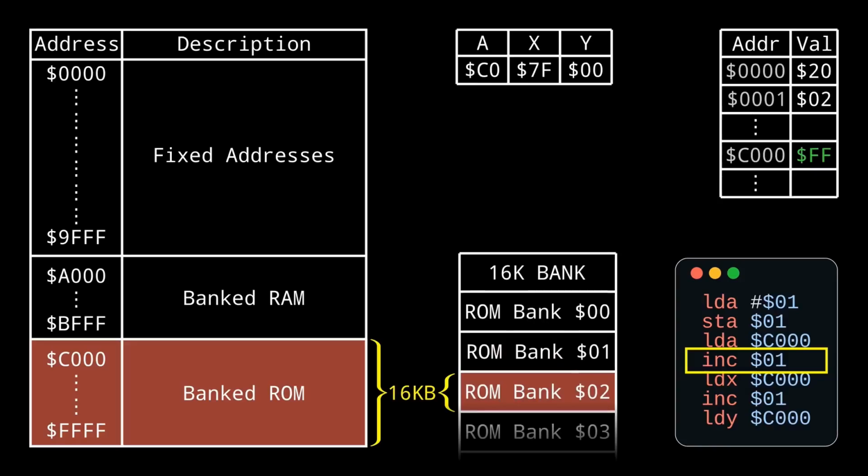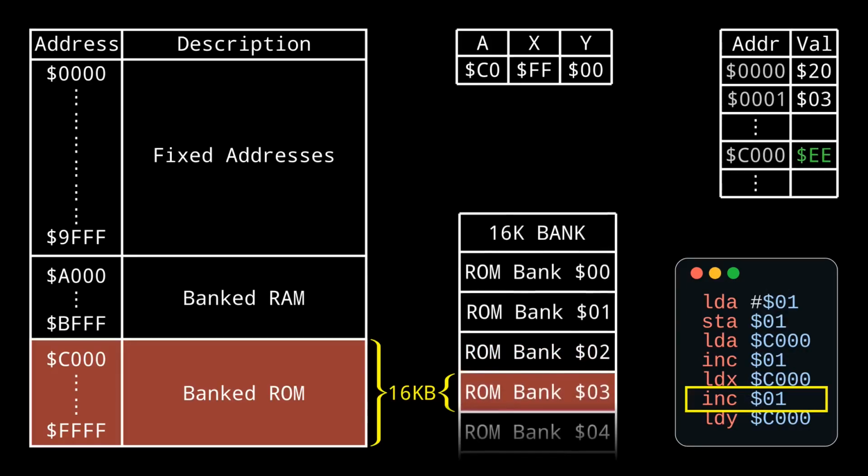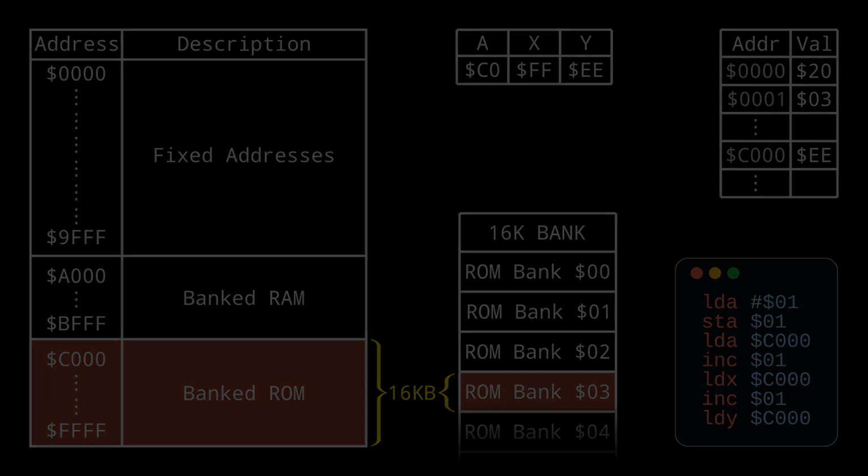And then we load the value from memory location C1000 in this new bank into the X register. Again, we increment the value in memory location 1, which switches the active ROM bank to bank 3. Finally, we load the value from memory location C1000 into the Y register. This was kind of a contrived example, and the values stored in the actual ROM won't be these exact values, but I did want to use this demonstration to show how addresses in the banked areas of the address space connect to different banks, and an example of how you can control that in code.